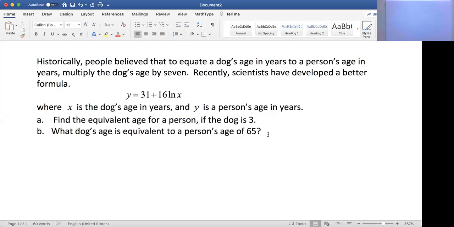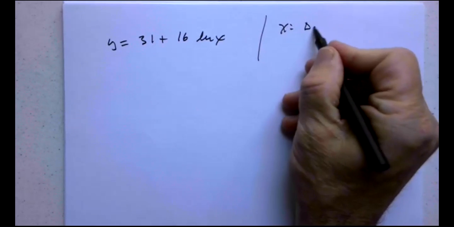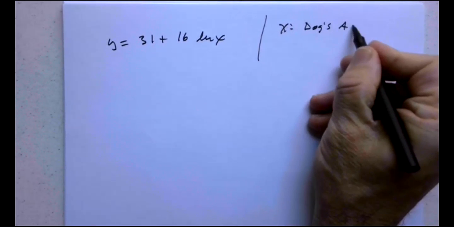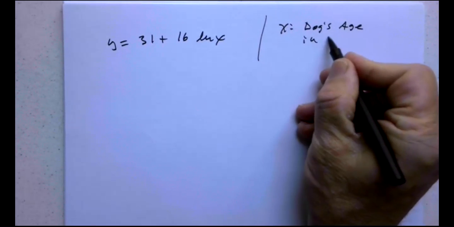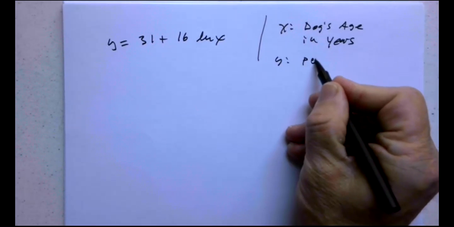So we have our formula. We have y equals 31 plus 16 natural log x. And it's always a good idea to define your variables. x, dog's age in years, just so you don't forget what it represents. y, person's age in years.